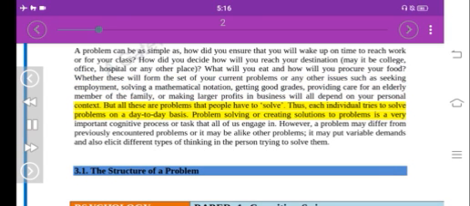Thus, each individual tries to solve problems on a day-to-day basis. Problem solving, or creating solutions to problems, is a very important cognitive process or task that all of us engage in. However, a problem may differ from previously encountered problems or it may be like other problems. It may put variable demands and also elicit different types of thinking in the person trying to solve them.